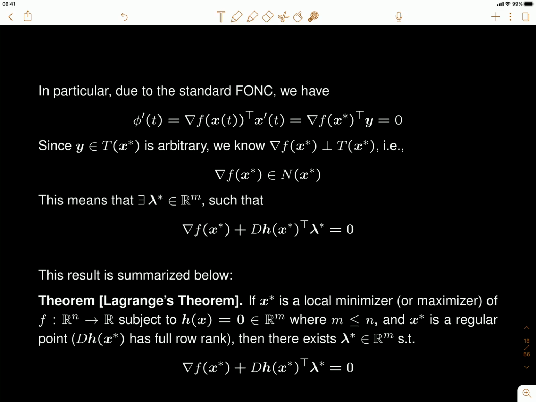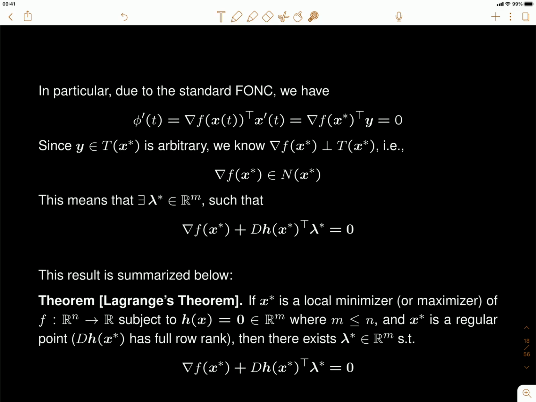Okay, so that means this is in the column space of this, meaning you can find some lambda star, which is an m-dimensional vector here, such that this sum equals 0. So that is the core theorem in constrained optimization. It's called the Lagrange Theorem. We have just proved this theorem, and to summarize, what it says is, if x star is a local minimizer or local maximizer, because we're looking for the first order necessary condition.